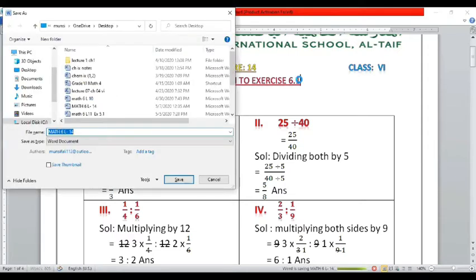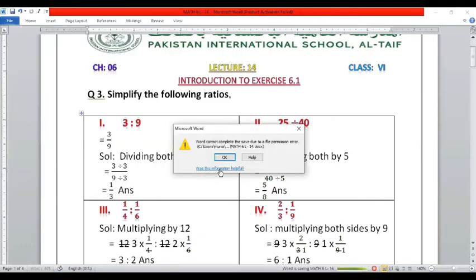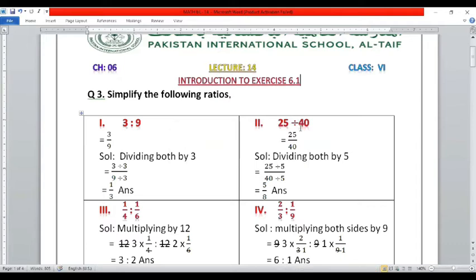Dear students, in this exercise we have to discuss the simplification of the ratio. In simplification of the ratio, we have to imagine or take a same number that can cancel both values. Just question number 3, simplify the following ratios.